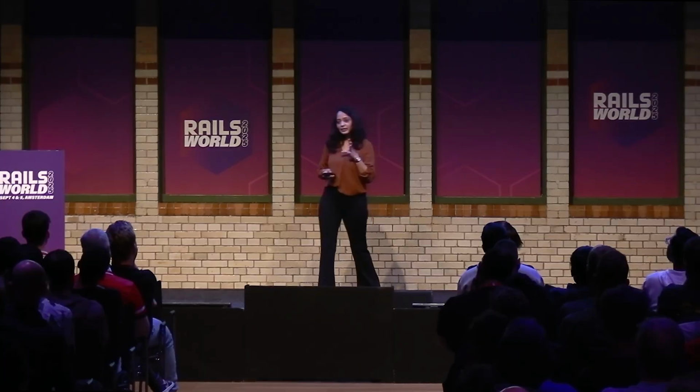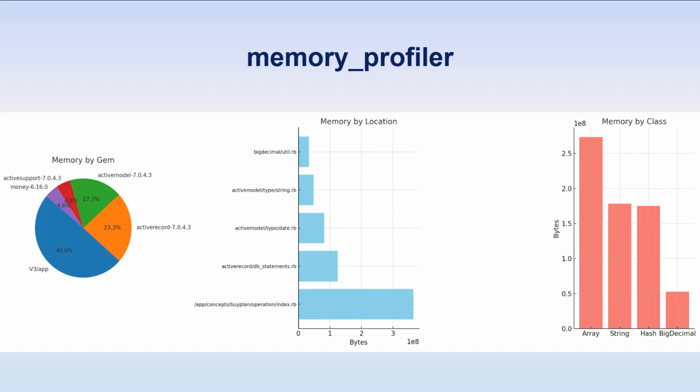And if you look at the graphs, the maximum memory is consumed by the array, strings, and the hash. That came to my mind: why is it consuming so much memory? Let's look into why the memory bloat actually happens.